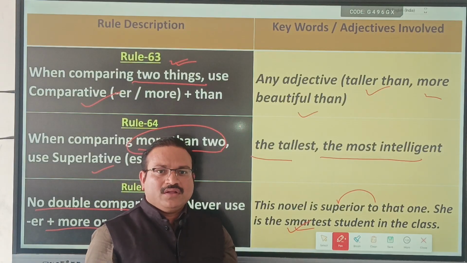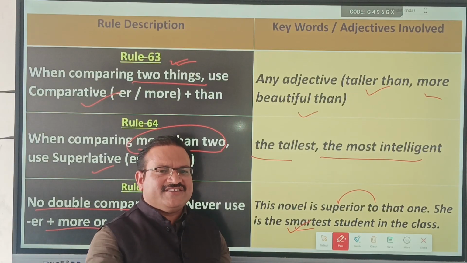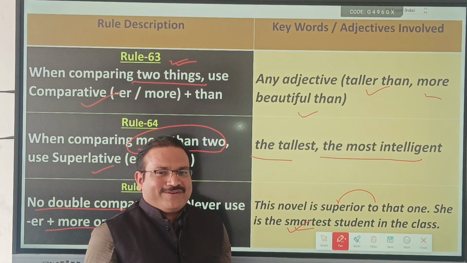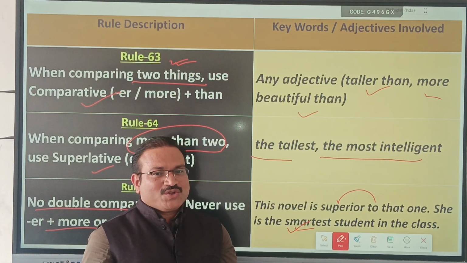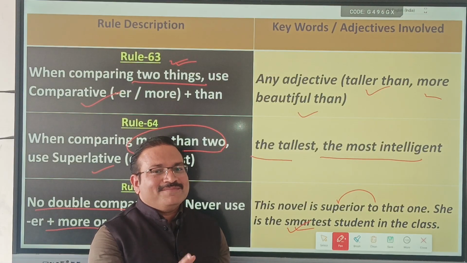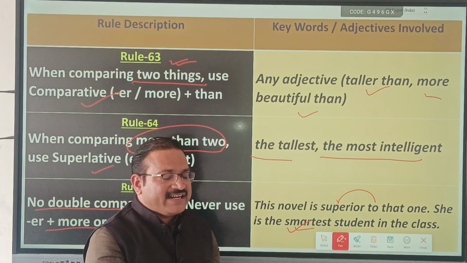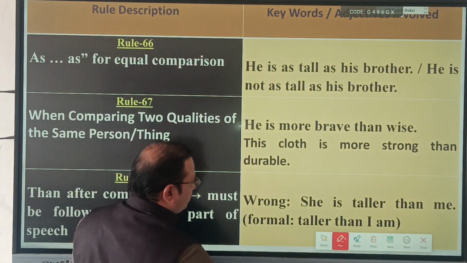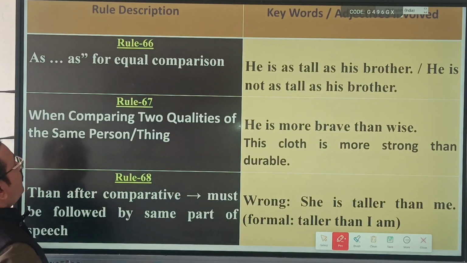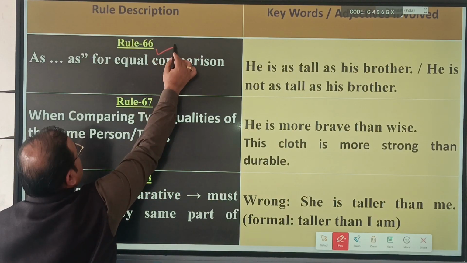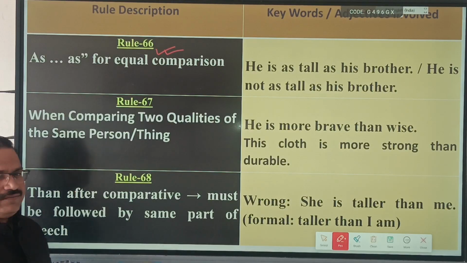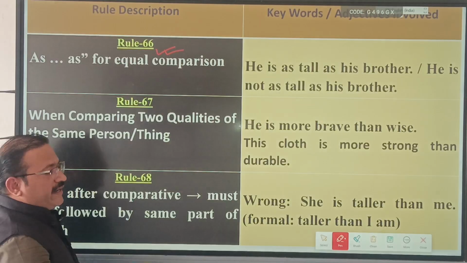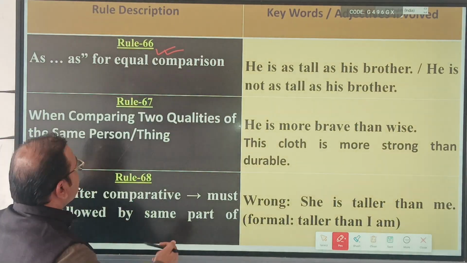Somebody wrote, please do more better in the next exam. In remarks, do more better in the next exam. Wrong. Better is already a comparison. So why add more? More is redundant. Double comparatives and double superlatives are not allowed. Very important. Now this is rule number 66. We have discussed this rule earlier also in the previous video, but again this is just for revision.